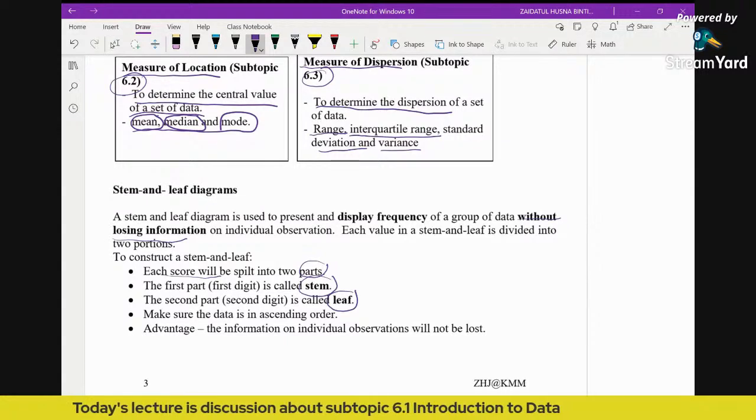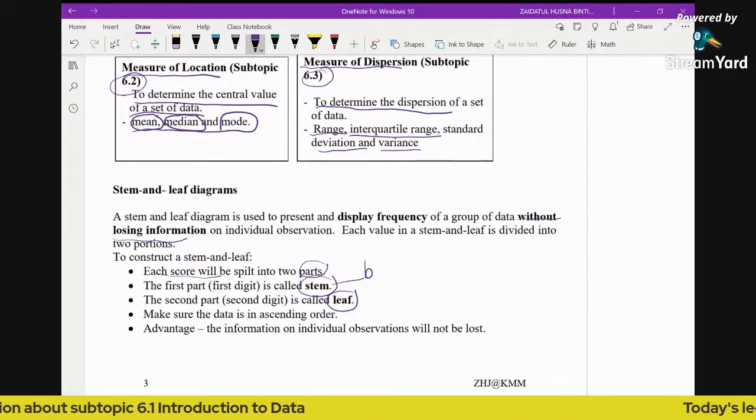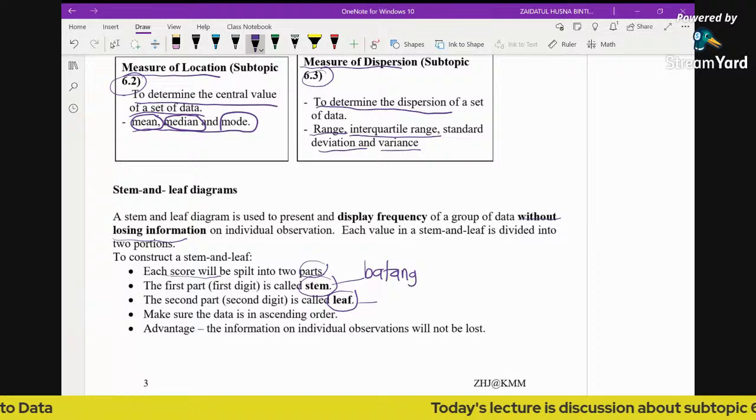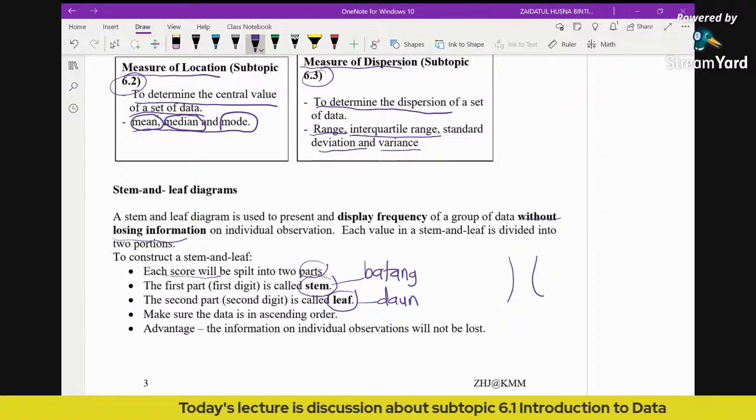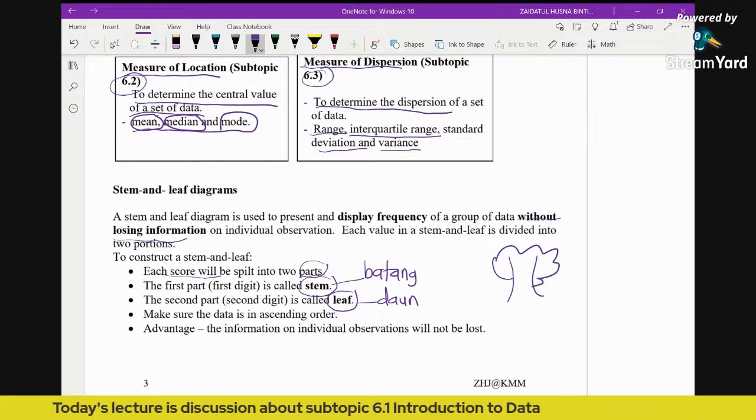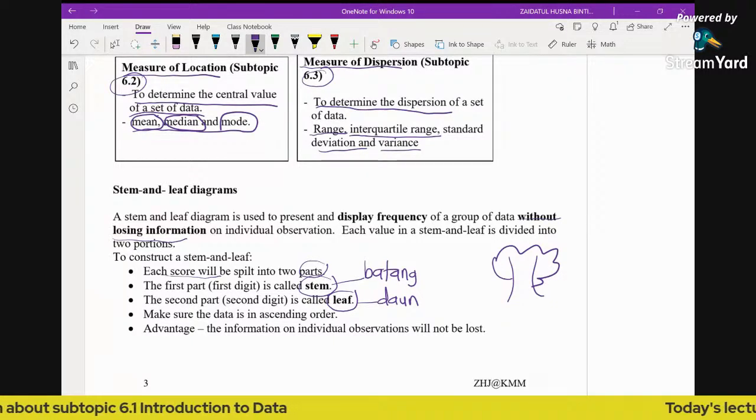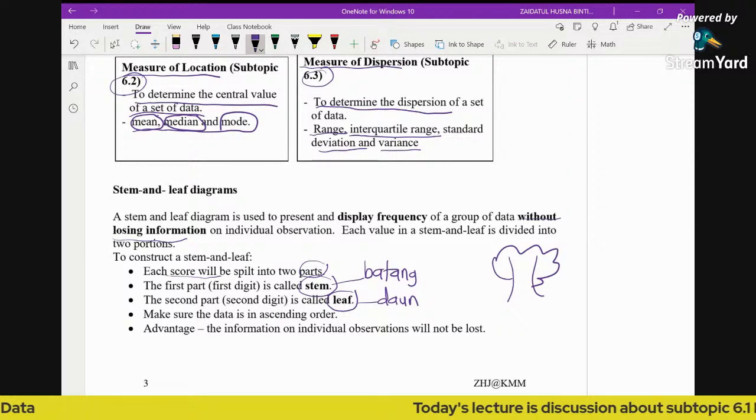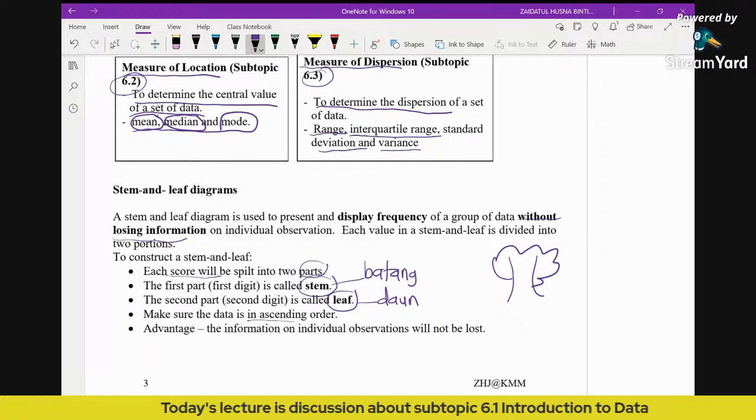The literal meaning of stem is the trunk, batang, right? And leaf is the daun. So this is the stem and this is the leaf. But in this subject, we are not going to draw the tree. We will be drawing a stem and leaf diagram in table form, and make sure the data is in ascending order.